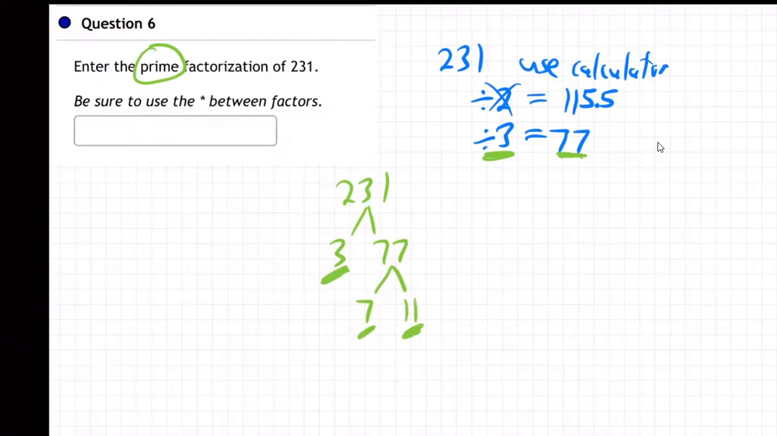So what's the prime factorization? 3 times 7 times 11. You can put them in any order. 3 times 7 times 11. That's the prime factorization. That's the breakdown. Those are the little prime pieces that make up 231: 3 times 7 times 11. Those are all prime numbers that can't break down any further.